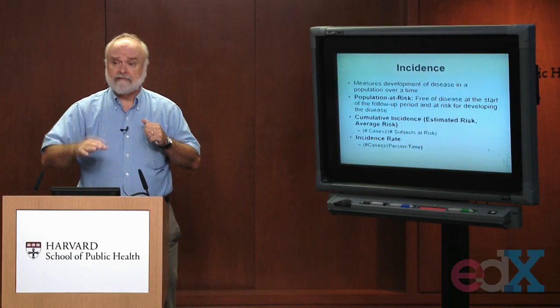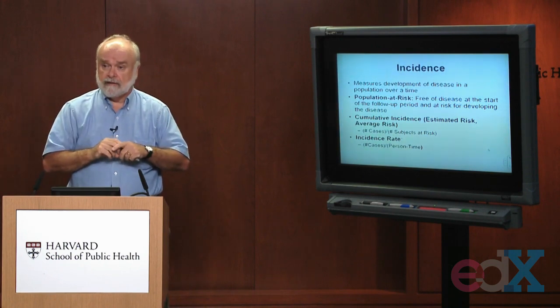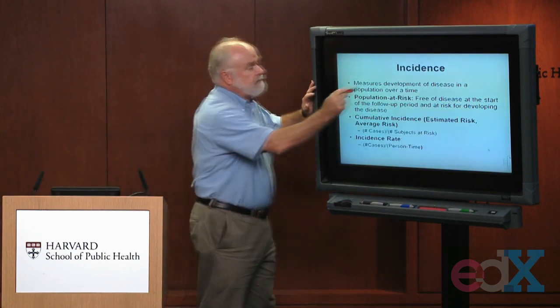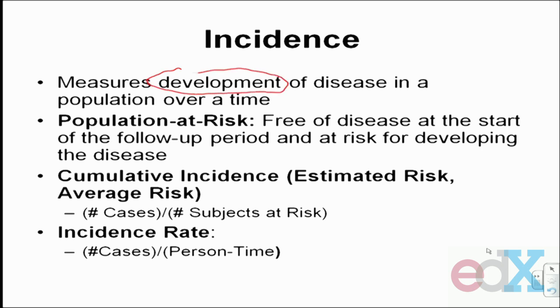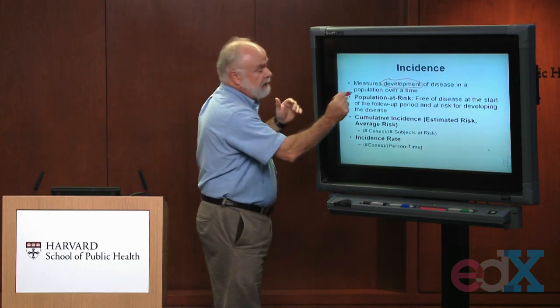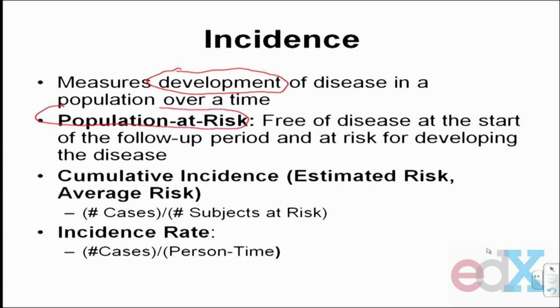So let me first just describe the concept of incidence. What it's trying to measure is the development, not the existence of disease at one point in time, but the development of disease in a population that's being followed over time. Now that population that you're following over time to observe all these new cases of heart disease that develop, we refer to that as the population at risk. Now to be at risk for developing heart disease for the very first time, you have to be alive and breathing, and you also have to be free of coronary heart disease at the beginning of the study.